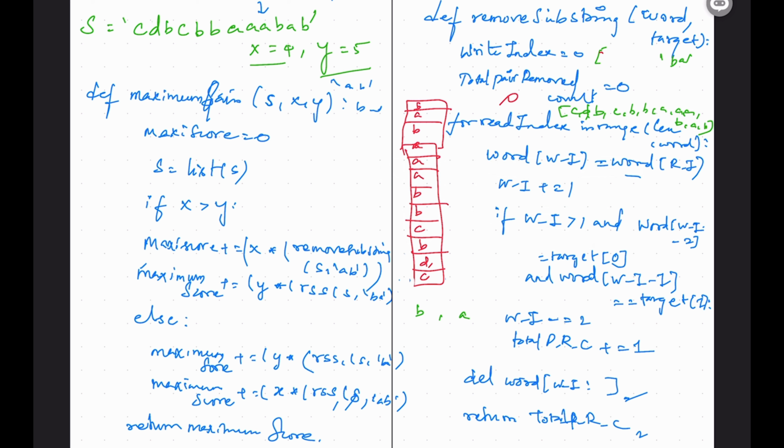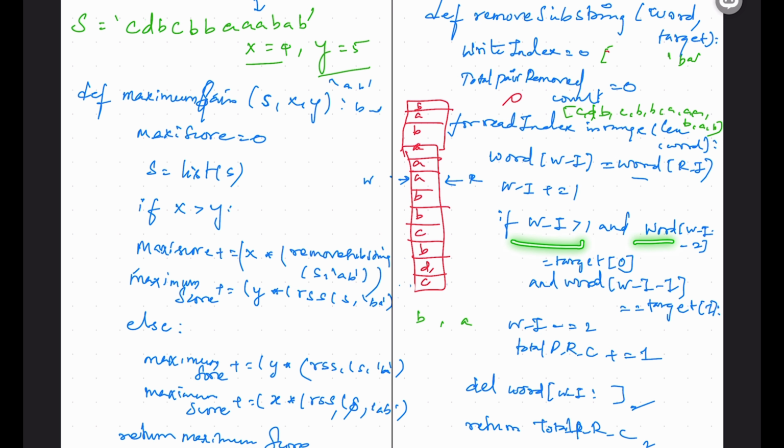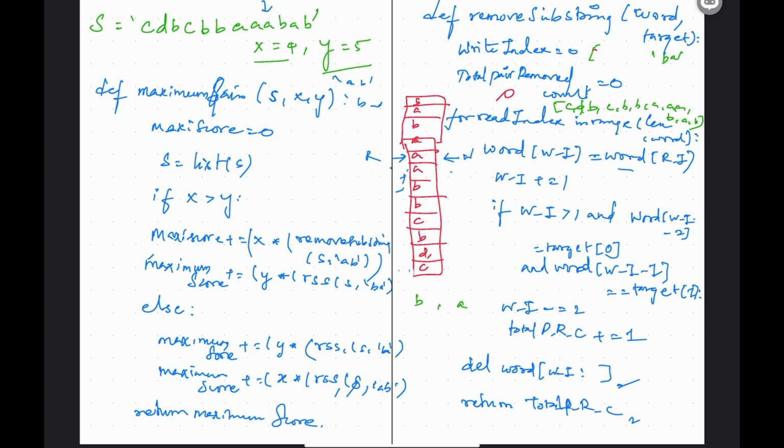So till here there will be no change, it will keep on going. B is not at all matched, right? So till here it will be the same. It comes here, greater than 1 and word of right index minus 2 is equal to target of 0, but target of 1 is not equal to a. So it will still go on. Now if you see, right index minus 2 is equal to target of 0 and this is target of 1. Now what it will be doing, right index will go to minus 2, right, because we found a pair. Now our total pair removed count got updated to 1.